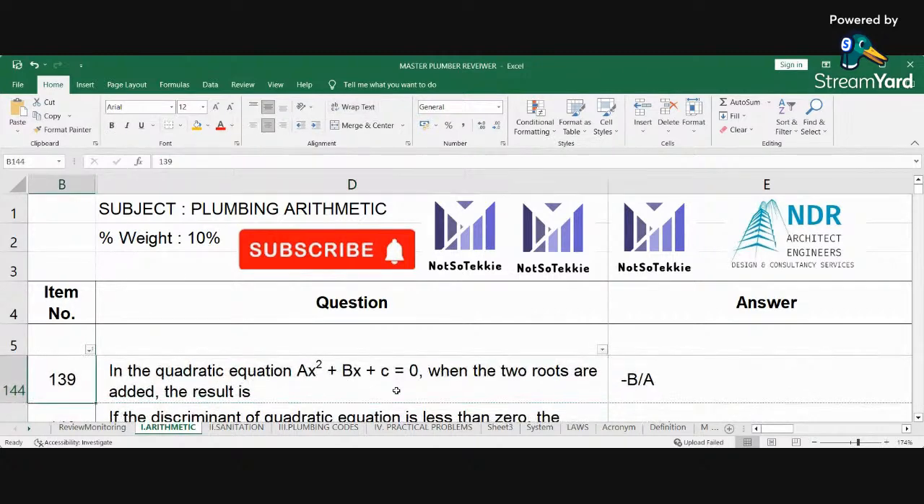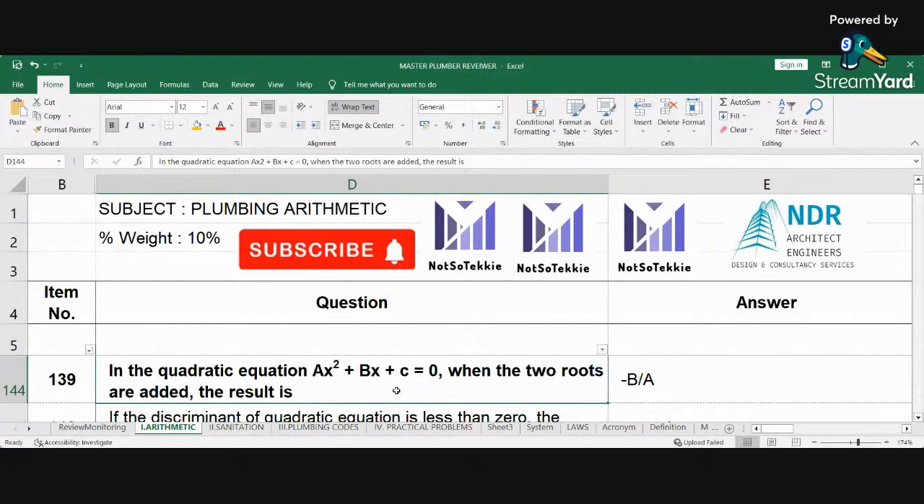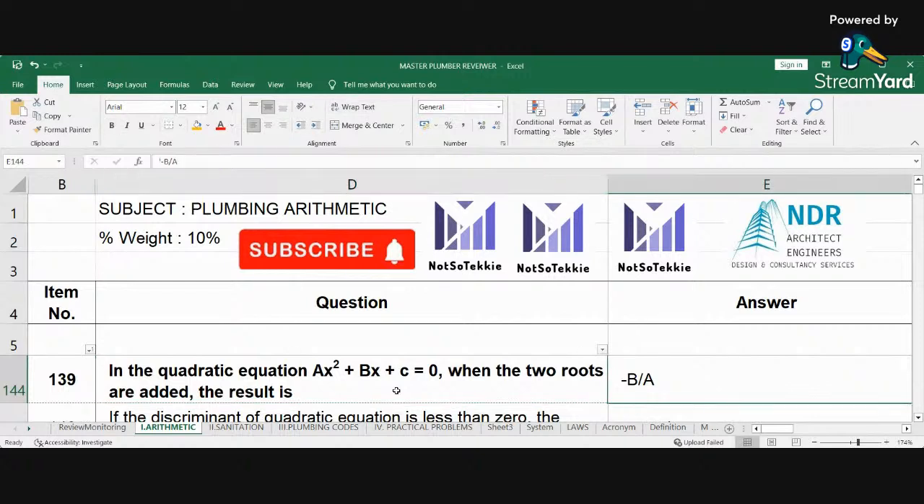139. In the quadratic equation ax squared plus bx plus c is equal to 0, when two roots are added, the result is negative b over a.